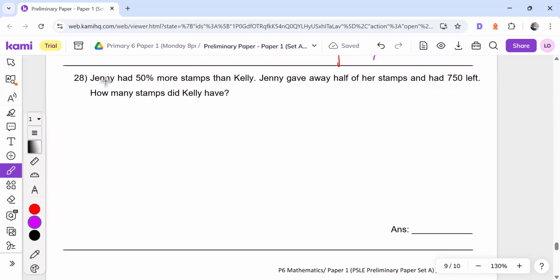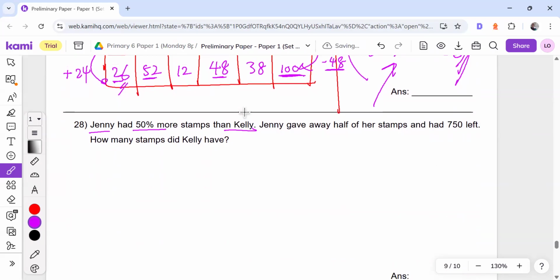Okay, question 28. Jenny had 50% more than Kelly. Number one, if it's a percentage problem, what do you do? You must always start with 100% first. Always start with 100%. So Jenny must have 50 plus 100. Okay? Always start with 100% first before you plus or minus.